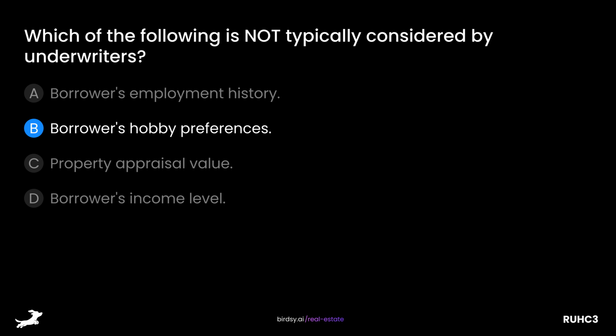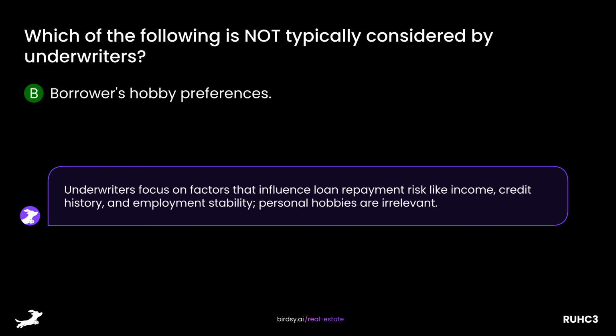B, borrower's hobby preferences, C, property appraisal value, or D, borrower's income level? The answer is B. Borrower's hobby preferences. Underwriters focus on factors that influence loan repayment risk, like income, credit history, and employment stability.